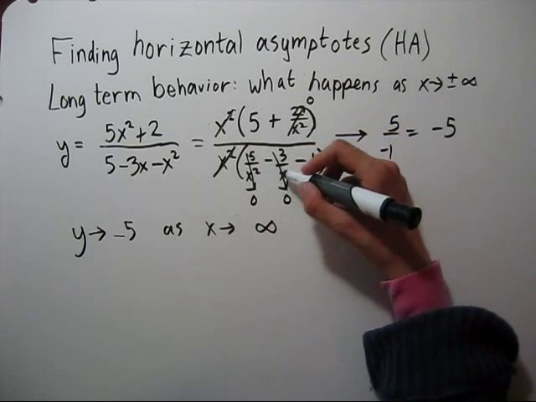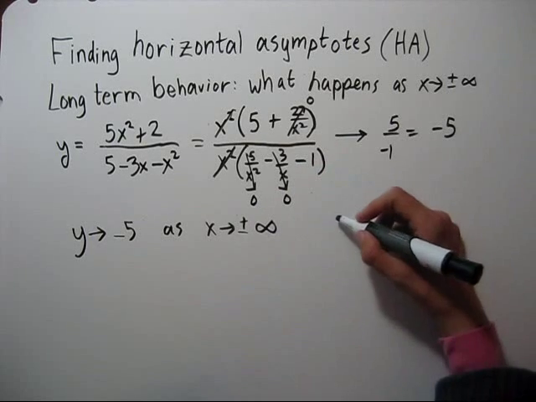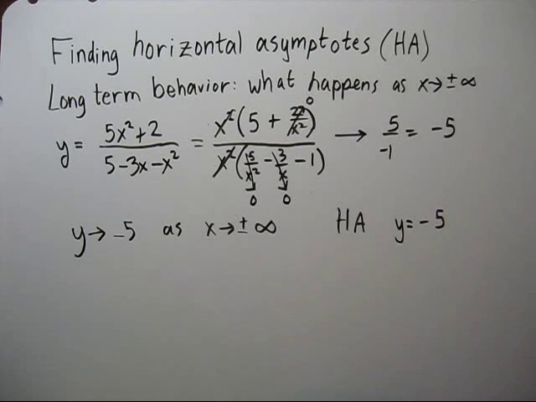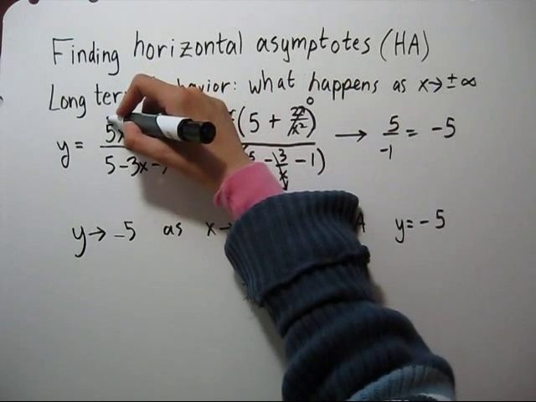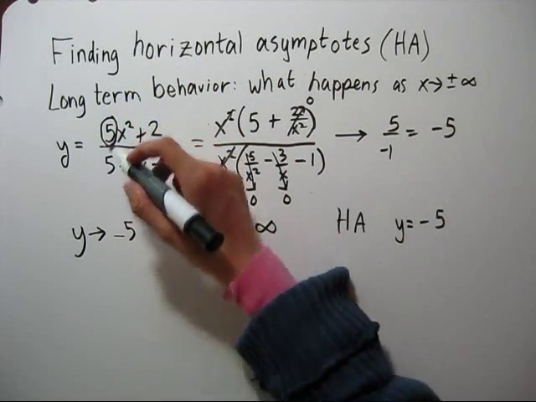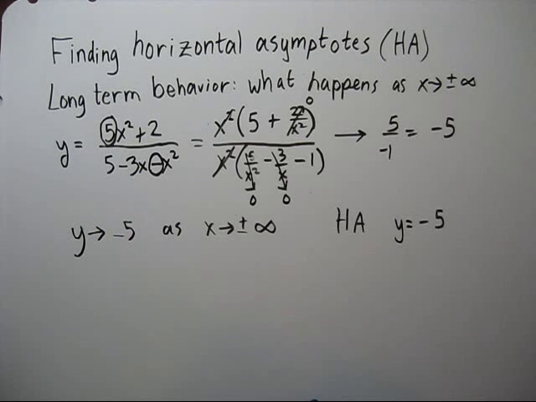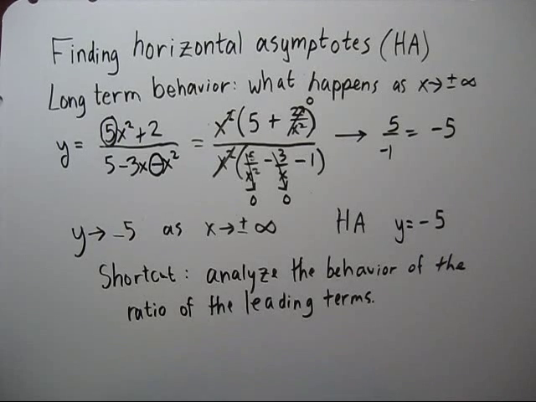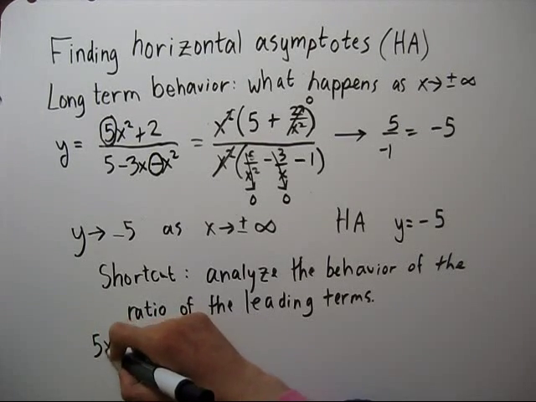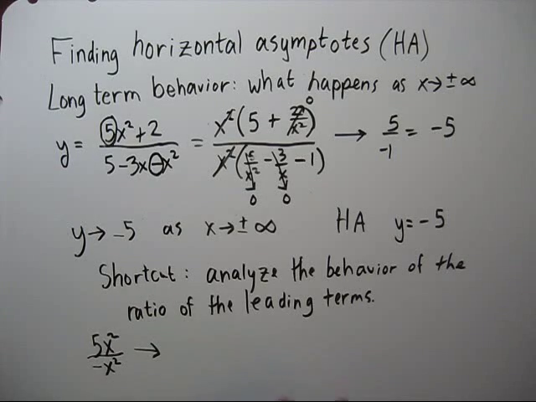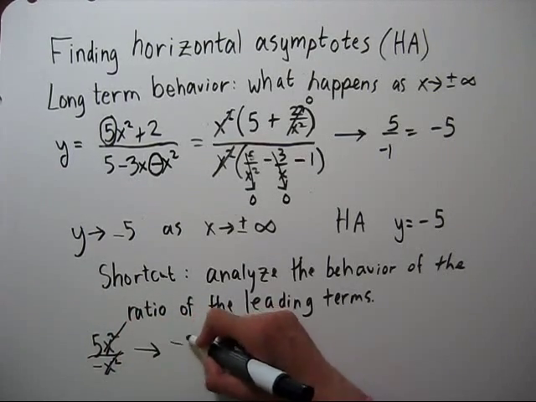Now all these things will still go to 0 if it's negative infinity. So this is a plus or minus. So our horizontal asymptote is y equals negative 5. Now you might be able to guess a shortcut here. This 5 came from the coefficient of our highest power in the numerator, and this negative 1 came from the coefficient of the highest power in our denominator. A shortcut is to analyze the behavior of the ratio of the leading terms. What happens to 5x squared over negative x squared as x goes to positive or negative infinity? Well, these cancel and it goes to negative 5.